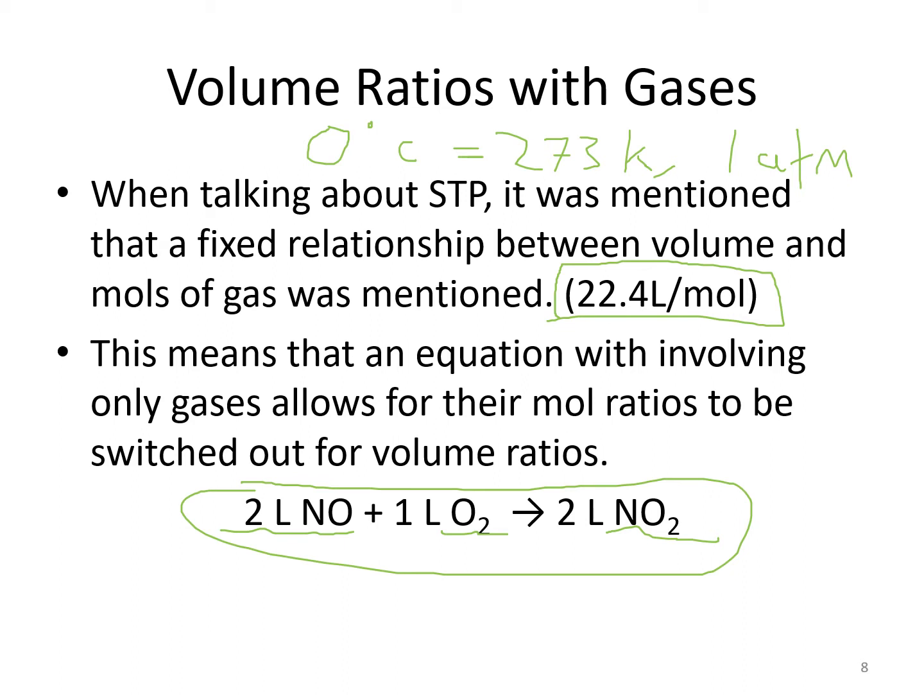And so for that reason, we can use the molar coefficients as volume coefficients. So rather than saying 2 moles of nitrogen monoxide gas react with 1 mole of oxygen gas to give us 2 moles of nitrogen dioxide gas, we can use liters. And remember, these are ratios. So I could just as easily say 8 liters of nitrogen monoxide gas will react with 4 liters of oxygen gas to give us 8 liters of nitrogen dioxide gas, as long as we keep that ratio of 2 to 1 to 2.